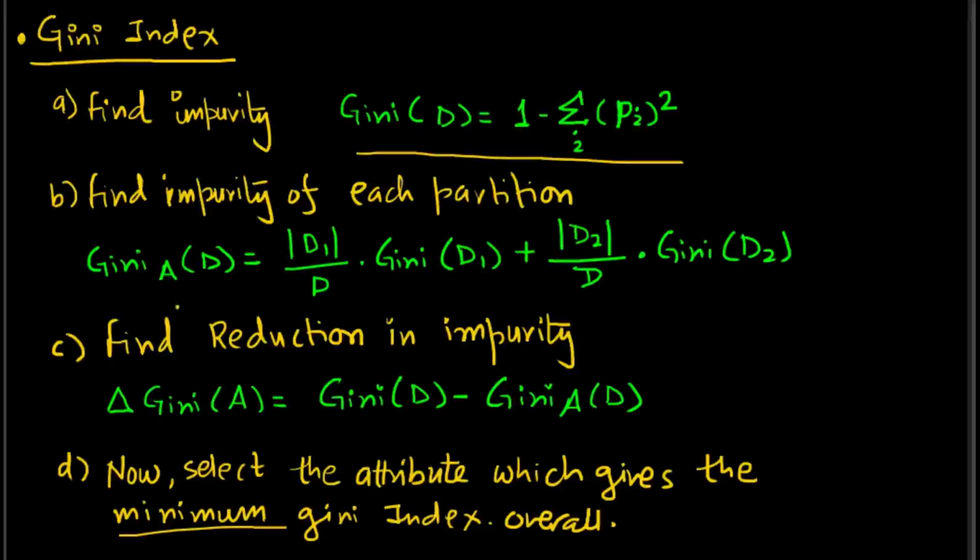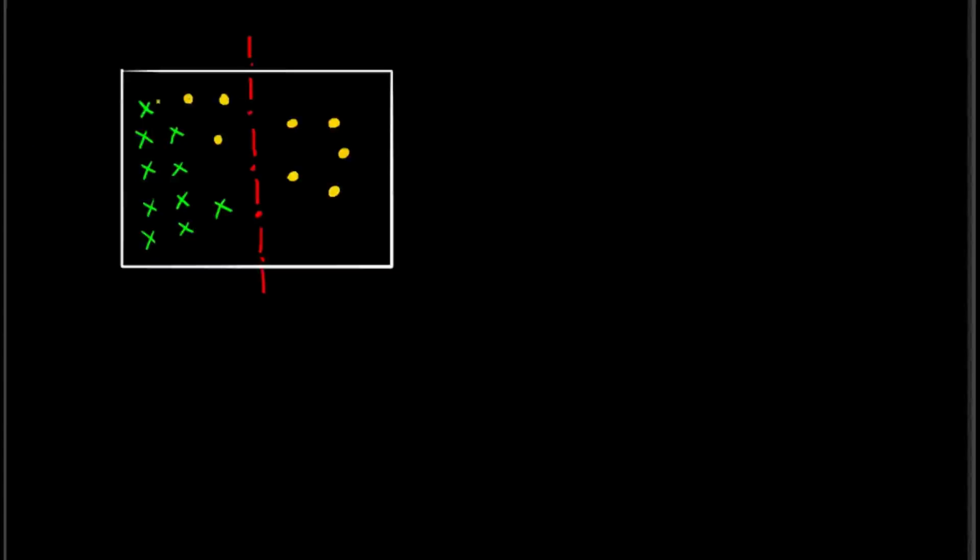Then we will find out the Gini index of that particular split, and then we will find out the reduction in the impurity by subtracting the Gini index of that particular split from the Gini index of the overall dataset. And like that, we will select the attribute which will give us the minimum impurity. Let us consider this example.